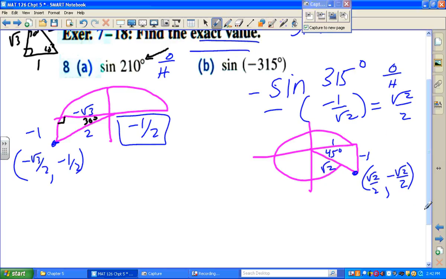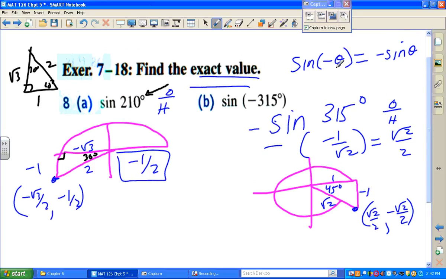All right? What's up with the whole negative sign? Oh, I don't like working with negative angles, so I always use the even and the odd properties to rewrite them. Sometimes the negative goes out in front, sometimes the negative goes away.